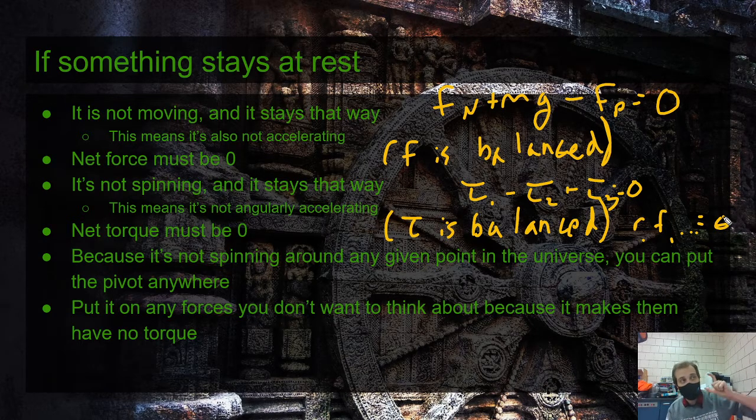The especially weird part about this, that allows there to be some flexibility and creativity in how you solve these problems, is that if it's not spinning, then yes, it's not spinning around one end, but it's also not spinning around the middle. It's also not spinning around like another random spot in the universe. It's just not spinning at all. So you can put the pivot anywhere that you want, and it still has to work.